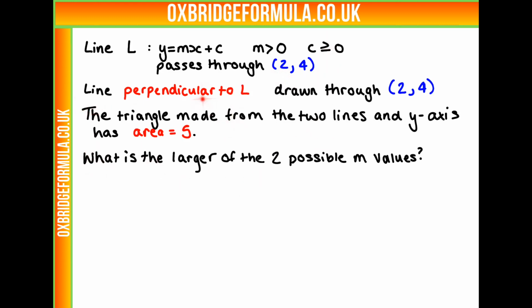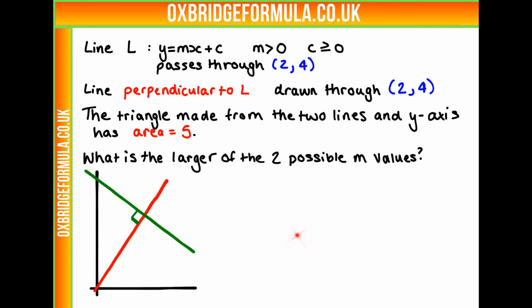There's another line which is perpendicular to L, which is drawn through point (2, 4). And the triangle made from these two lines and the y-axis has an area of 5. We're asked to find out what is the larger of the two possible m values. So let's have a little sketch of what this might look like. We've got a red line which is representing L here, and our green one is our perpendicular line there.